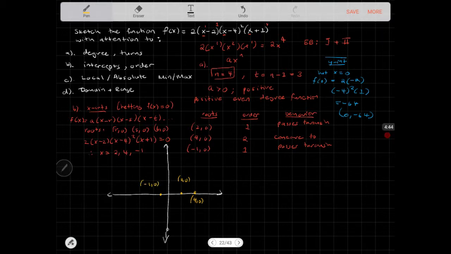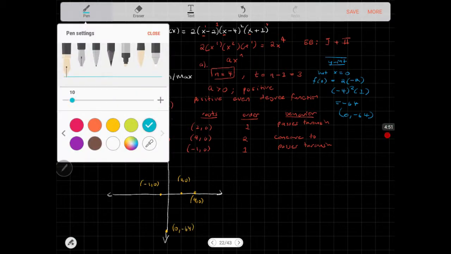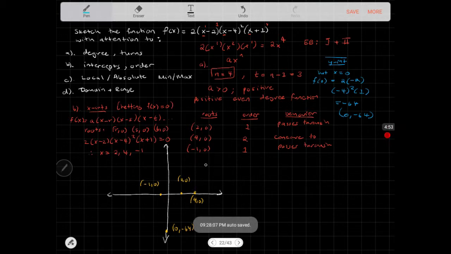Okay, and we also have a y-intercept. Let's say this is 0 and negative 64, right? And let's draw our trace. Let's do it in blue here. We notice that it should end off in quadrant 2 and end off in quadrant 1. So one of your sketches, your curves, is going to do this.